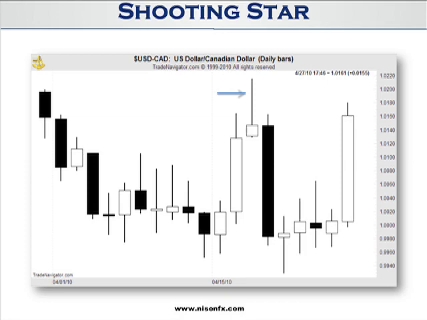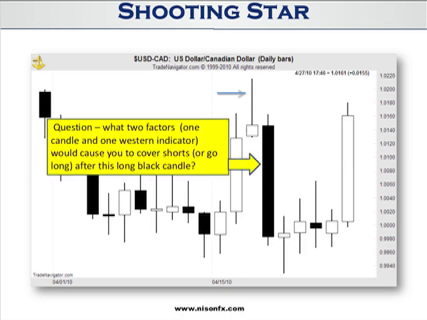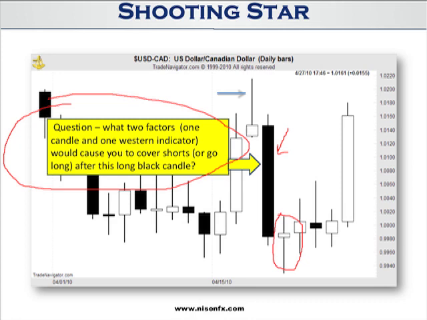The candles are very often the first to give you a potential reversal signal, so you get in before the potential big move. So, for example, here we have a shooting star at the arrow. And what two factors, one candle and one Western, would cause you to cover shorts or to go long after this black candle? Well, let's think about this. Bears are in charge. Over here, this is the candle I'm asking about.